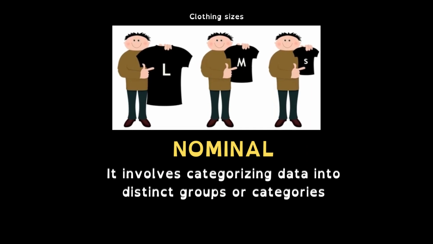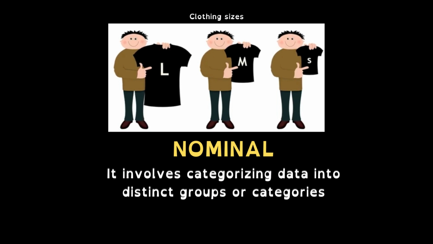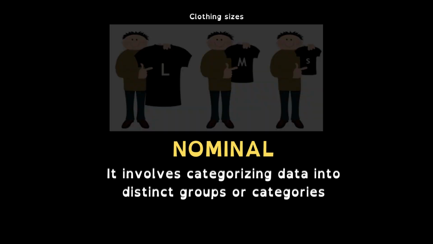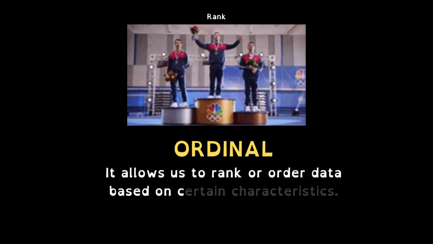Let's consider some real life examples. Clothing sizes, such as small, medium, and large, are a nominal level of measurement. We categorize individuals into specific groups based on their clothing size. Moving on, we have the ordinal level of measurement. It allows us to rank or order data based on a certain characteristic.